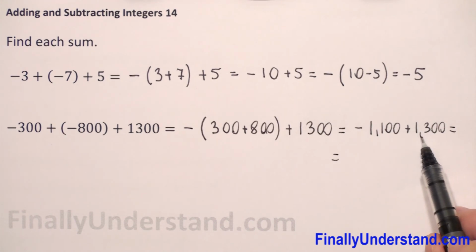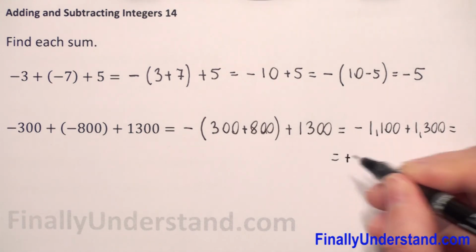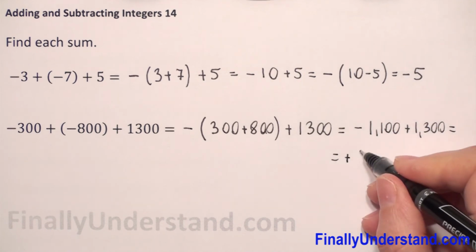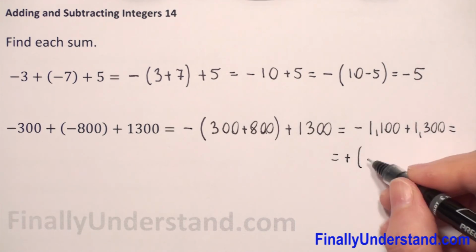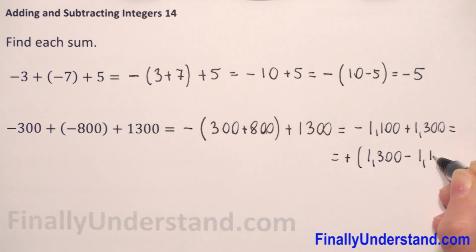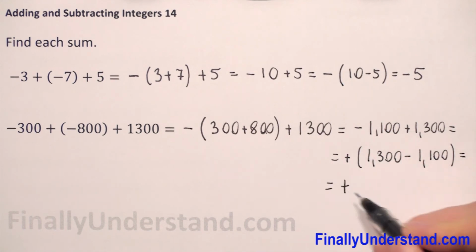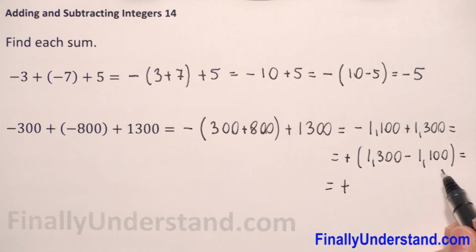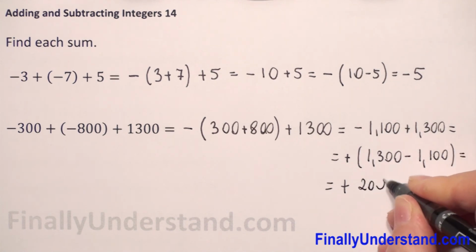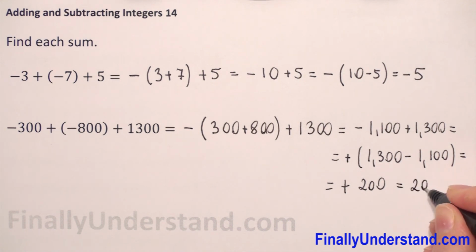So before 1300 we have positive sign. So we copy this positive sign and we just subtract the smaller number from the greater number. So we have 1300 minus 1100. So this is equal. Positive sign we copy and 1300 minus 1100. So this is 2 hundred. Positive sign we don't have to write, so this is just 200. This is my solution.